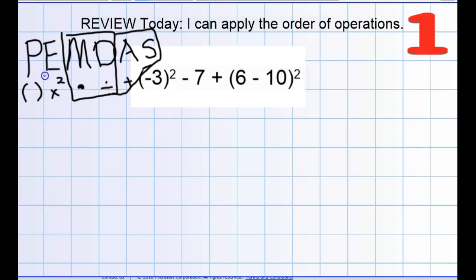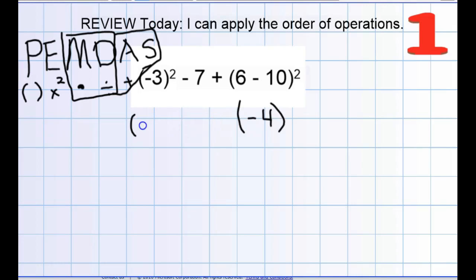So the first thing we got to do is look at our parentheses. If there's any parentheses in this problem, that's what we got to do first. We have parentheses here, but inside is just one number, so it's just telling us -3 is separate. We do have parentheses here, so we need to do 6 minus 10. So what we get then is -4.